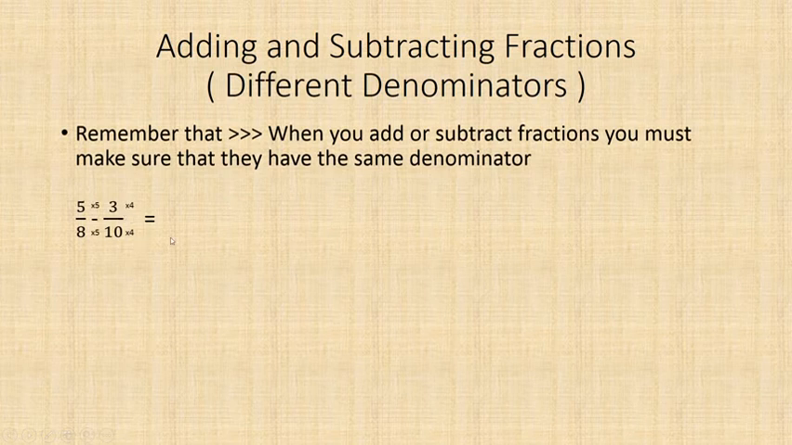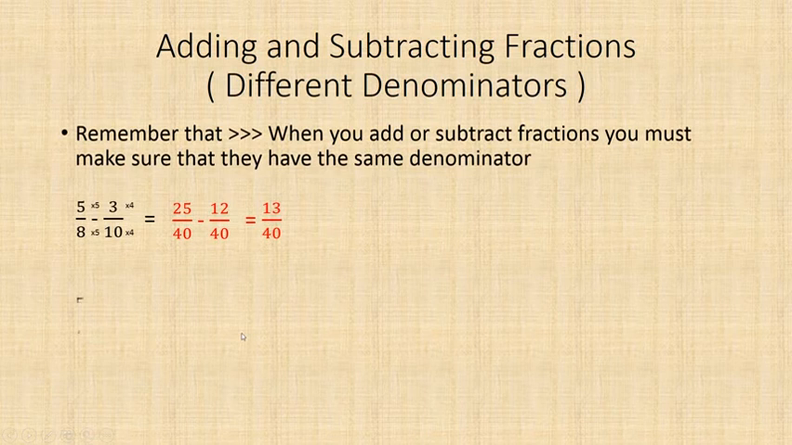So here it's going to be 5 times 5 equals 25, 8 times 5 equals 40, minus the same sign here. 3 times 4 equals 12, and 10 times 4 equals 40. And then they have the same denominators, so let's get back to the first case. Subtract normally the numerators. 25 minus 12 equals 13 over 40, and this is the answer for this question. Okay, do you understand that?